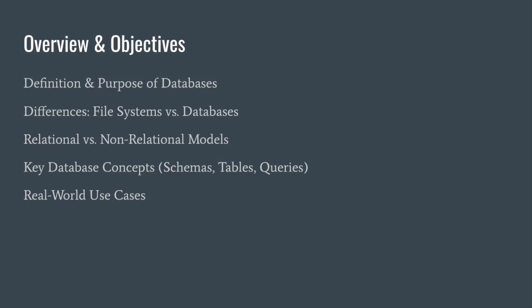Next, we're going to look at two broad categories of databases, which are relational and non-relational. And then we're going to look into core concepts that govern how data is structured and accessed, such as schemas, tables, and queries. Finally, we're going to look at some real-world use cases to ground these ideas in practical and familiar scenarios.